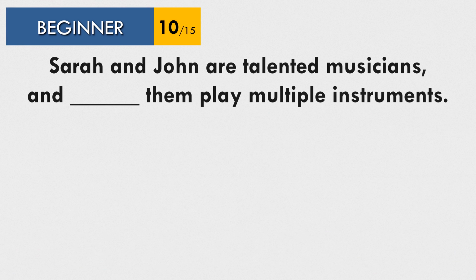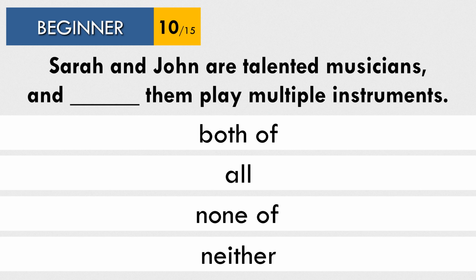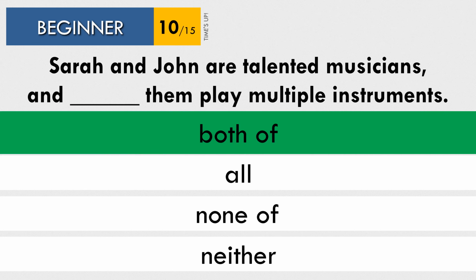Question 10. Choose the correct word to complete the sentence. The correct answer is both of. The sentence should read, Sarah and John are talented musicians and both of them play multiple instruments.